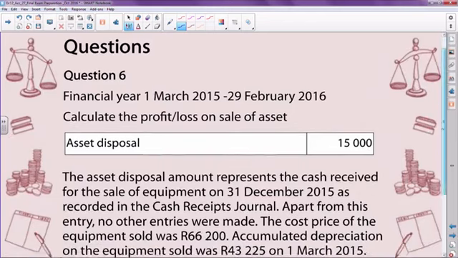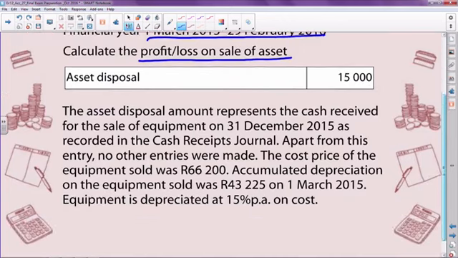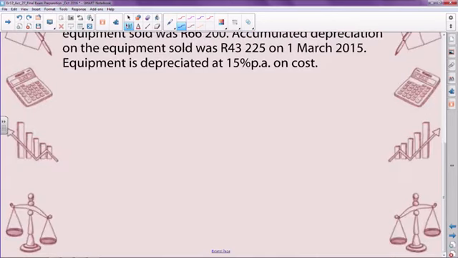It says here that we're dealing with an asset disposal, right? Financial year given to you, we are expected to calculate the profit or loss on sale of asset. They say the asset disposal amount represents the cash received for the sale of equipment on the 31st of December 2015 as recorded in the CRJ. Apart from this, no other entries were made. Okay, now, very simple. Whenever you are dealing with an asset disposal question, remember the table.